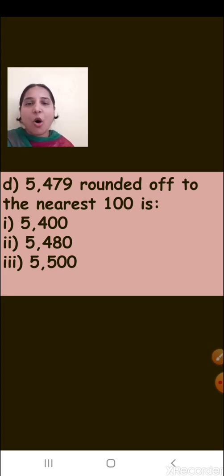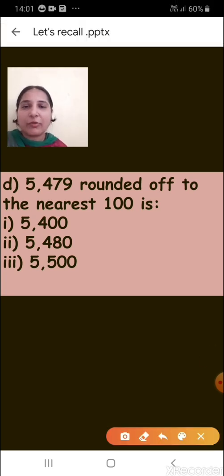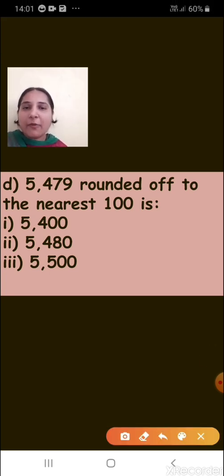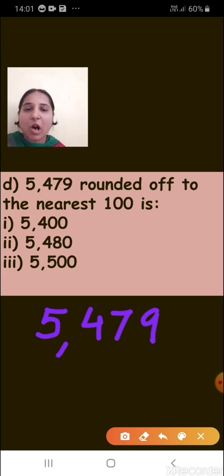5,479 rounded off to the nearest 100 is. So how do we find the rounded off? How do we round off? First let's write this number, 5,479. You have to round it off to the nearest 100, isn't it? This is ones, this is tens, this is 100. You have to round it off to the nearest 100.